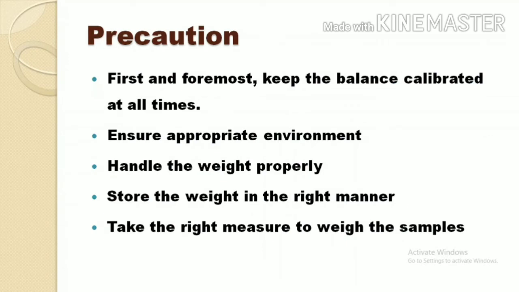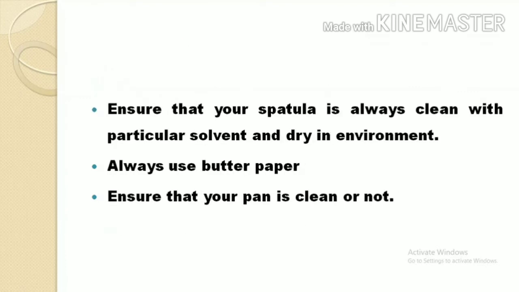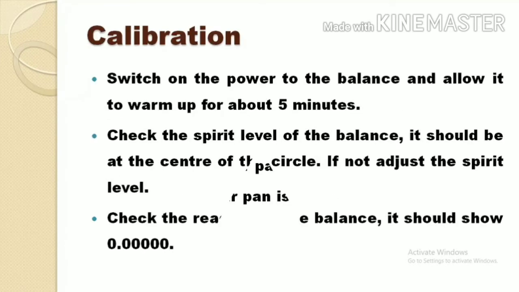Precaution. What type of precaution should we take during the weighing? First and foremost, keep the balance calibrated at all times. Ensure appropriate environment. Handle the weight properly. Store the weight in the right manner. Take the right measure to weigh the samples. Next, ensure that your spatula is always clean with a particular solvent and dry. Always use butter paper. Ensure that your pan is clean.